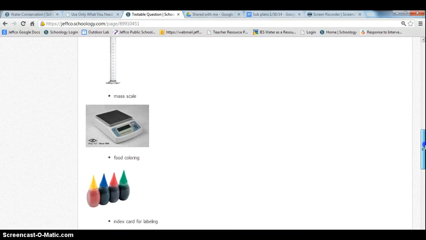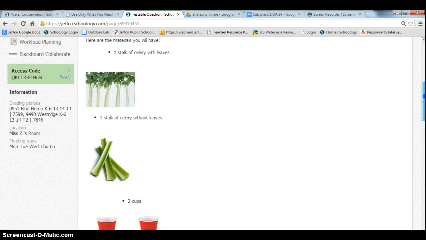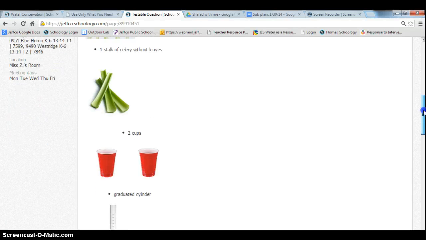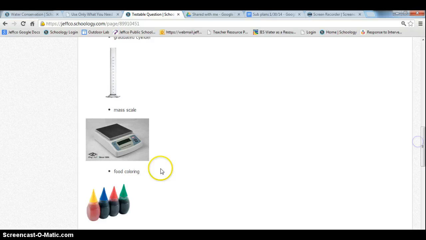And your question should include the independent variable, which is the celery sticks have leaves versus don't have leaves, and then how you're going to measure the dependent variable. Alright, have fun.